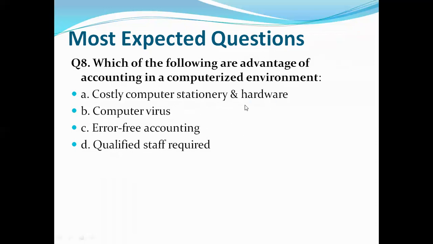Let's move to question number 8. Which of the following are advantages of accounting in a computerized environment? Again, this is also from the fourth section of accounting. Options: costly computer stationery and hardware, computer virus, error-free accounting, qualified staff required. Which is the advantage? Correct answer is C, error-free accounting. Computerization environment ki wajah se hamari accounting error free hogi. Let's move to the next question.